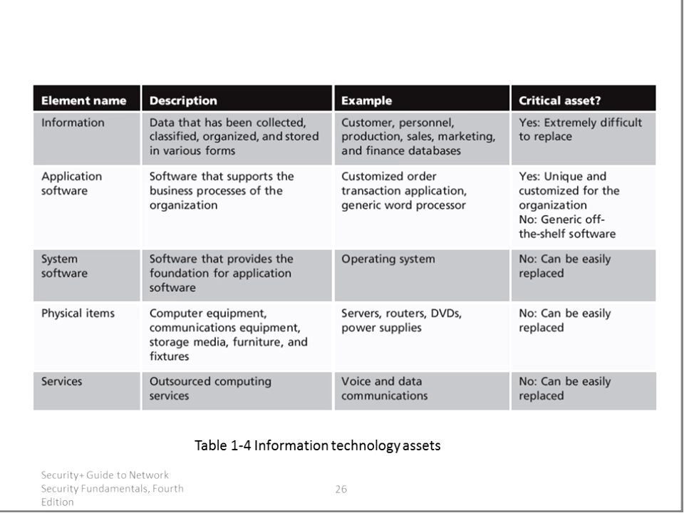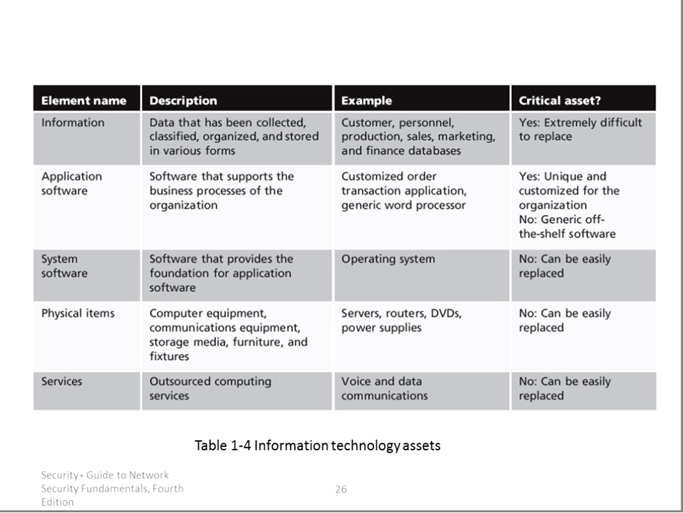System software is software that provides the foundation for application software. In other words, an example is the operating system. You need that to be able to run your processor and do things on your computer. It is not critical because it's replaceable.